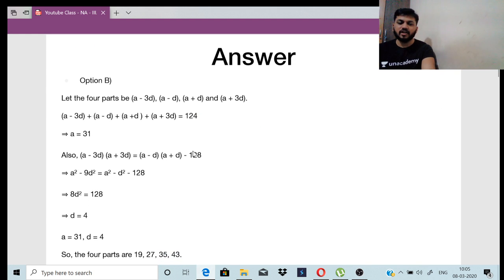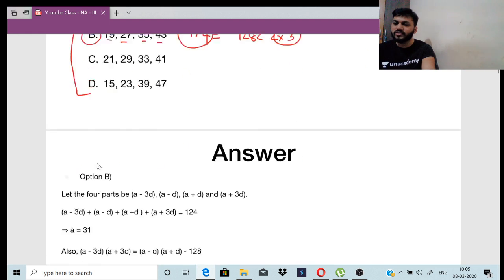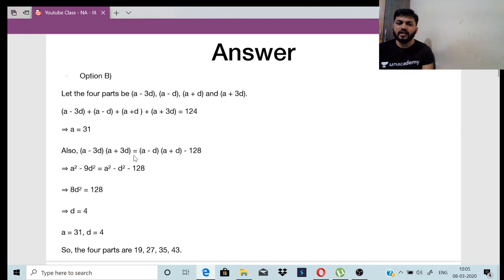The four numbers are option B: 19, 27, 35 and 43. These are the four numbers. Option B. I know this was a trickier question. Let's see how we can solve this.